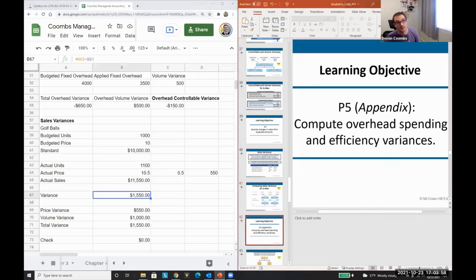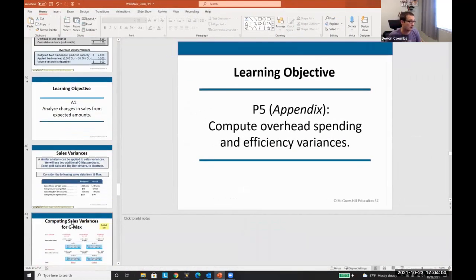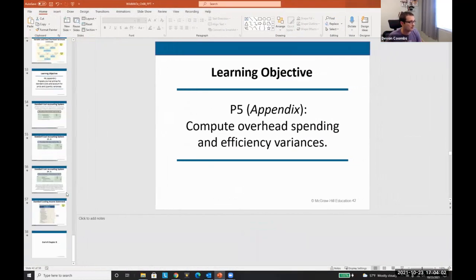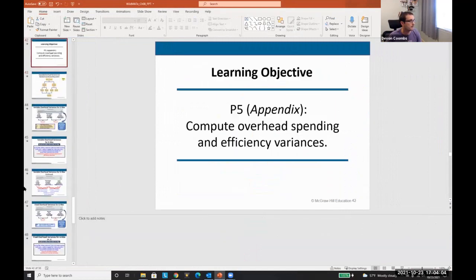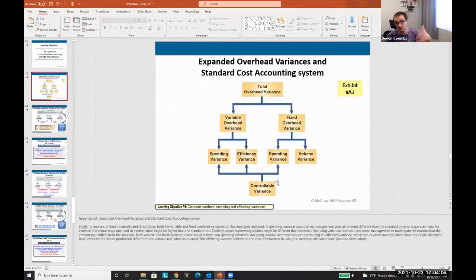And so this is what you'll learn in cost accounting. I'm not going to try to confuse you with it. I think it's too much. I'm just going to talk you through the high level concept. I'm not going to go through the math. But the concept here is that you have variable overhead and fixed overhead.